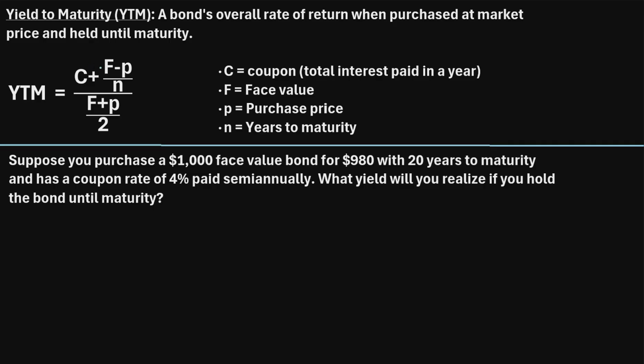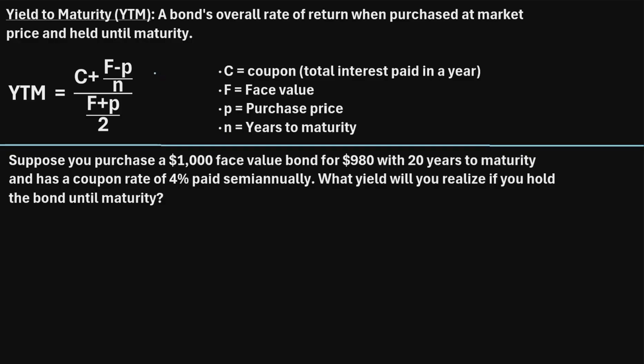We say C plus F minus P divided by N all over F plus P divided by 2. Now, in this formula, C is the coupon or the total interest paid each year. F is the face value of the bond or the issue price of the bond. P is the purchase price, so how much you actually pay for the bond. And N is the number of years to maturity.